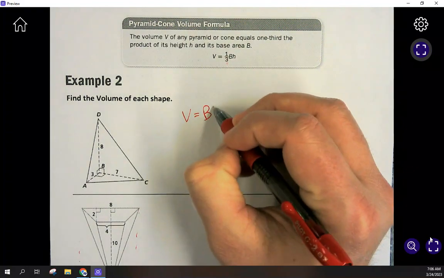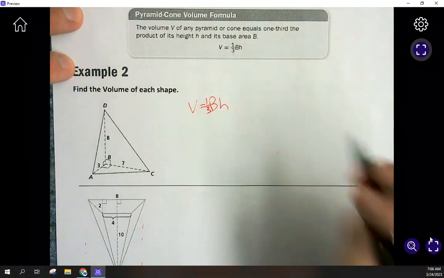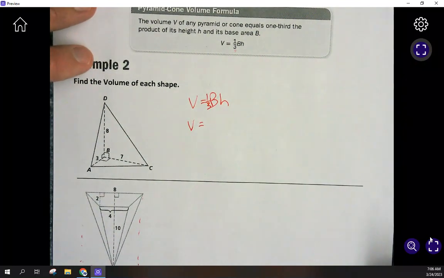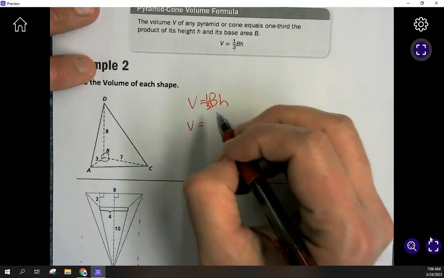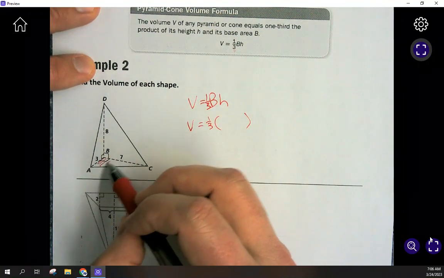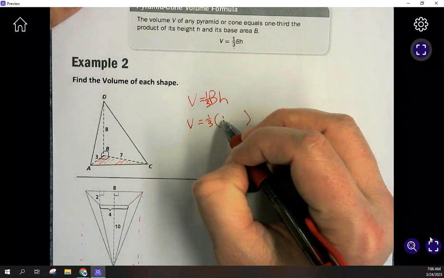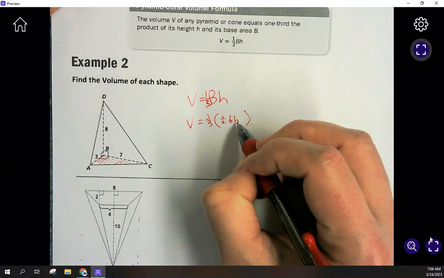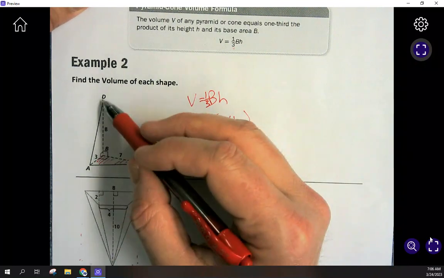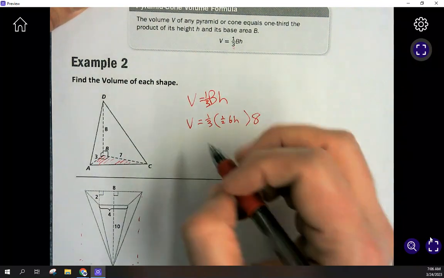All right, so big B times H. Oh, and don't forget the 1/3 because we have a pyramid here. All right. I still think that the best way to go about this is to start by replacing big B with the formula of the base. So my base here, I only have one base in a pyramid and a cone, is a triangle. So it's going to be 1/2 base times height, and that's the height of the triangle, not the height of the three-dimensional shape. This H is the height of the three-dimensional shape, which here is 8. In a pyramid, it goes from the base to the apex, so that's 8.